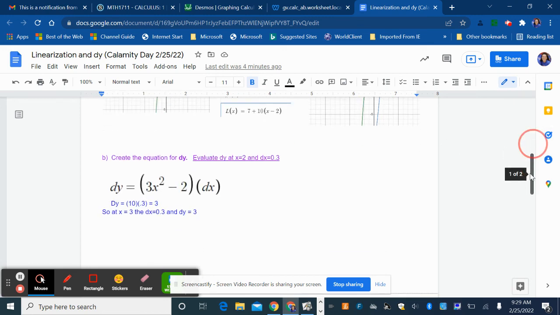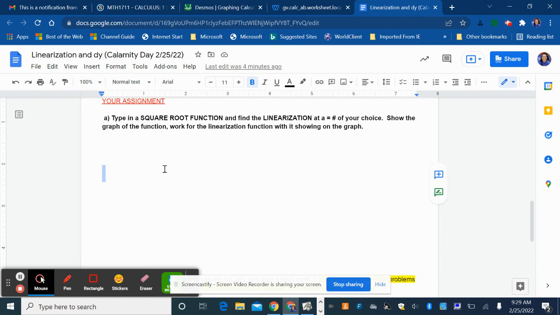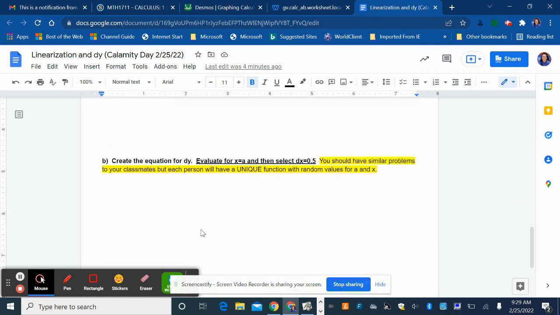So you're going to make up your own function, show me the graph, show me the work, and then you're going to do your own dx and dy, evaluate dy for your given a. You can plug in any number you want. You get to pick your number for a, and then let's all use a dx of 0.5.